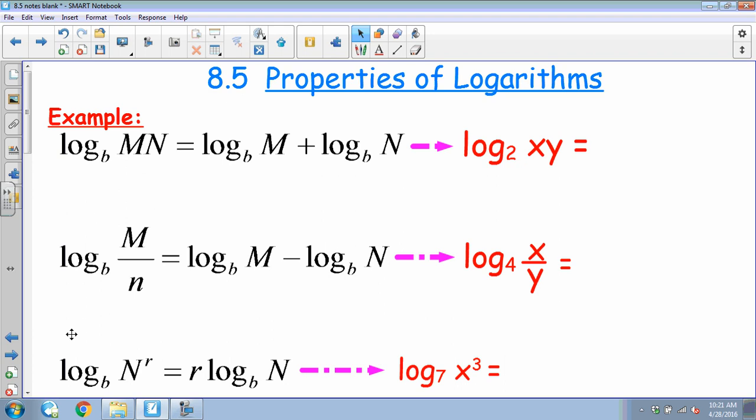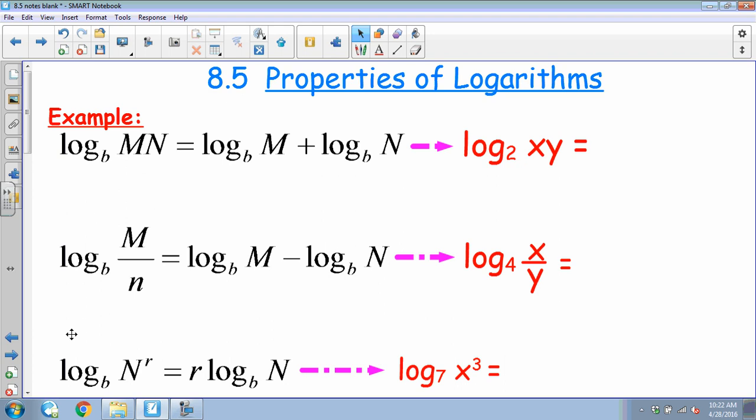Okay? So first thing we're going to do is talk about these 3 properties of logarithms. First, if you have the log of 2 things that are multiplied together, you can expand that to the log of the first thing plus the log of the second thing. Now, they keep the same base. The bases don't ever change. Likewise, if you have 2 logs with different bases, you cannot condense them. They have to have the same base for you to be able to condense them. Consider them like terms.